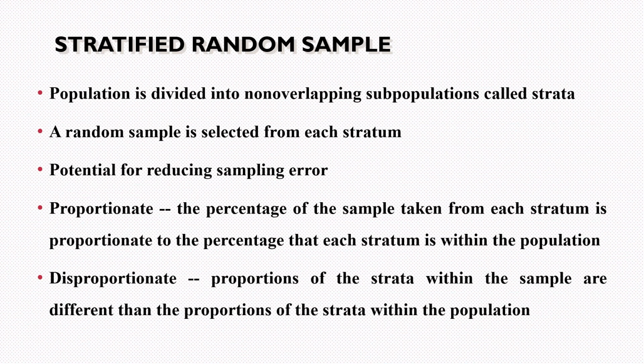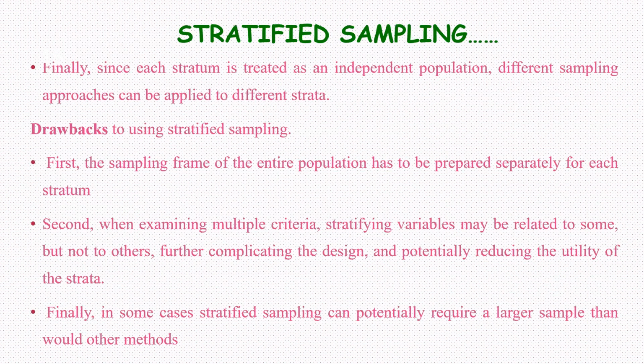A random sample is selected from each stratum, with potential for reducing sampling error. Proportionate: the percentage of the sample taken from each stratum is proportionate to the percentage that each stratum is within the population. Disproportionate: proportions of the strata within the sample are different than the proportions of the strata within the population. Finally, since each stratum is treated as an independent population, different sampling approaches can be applied to different strata.